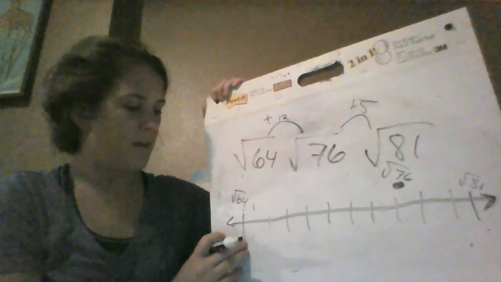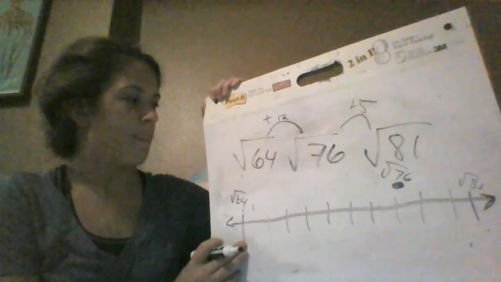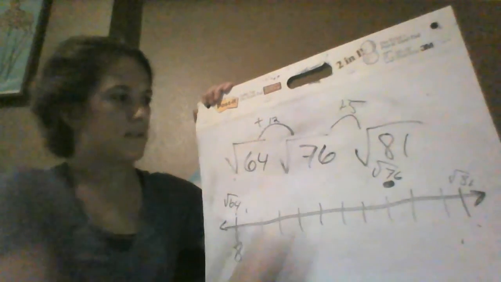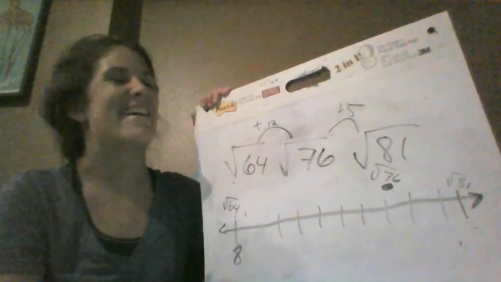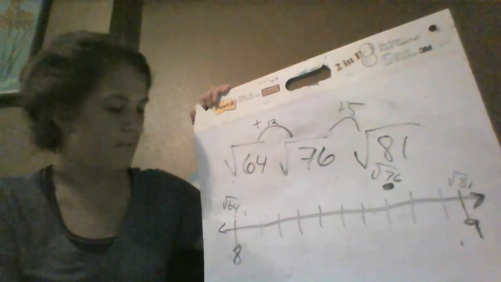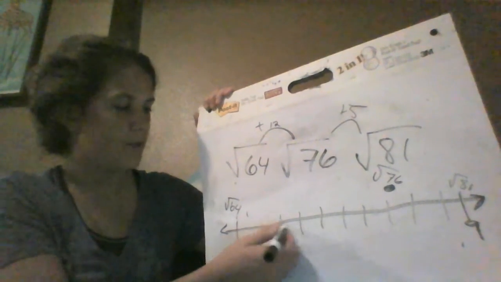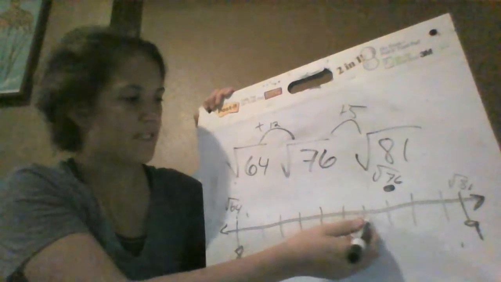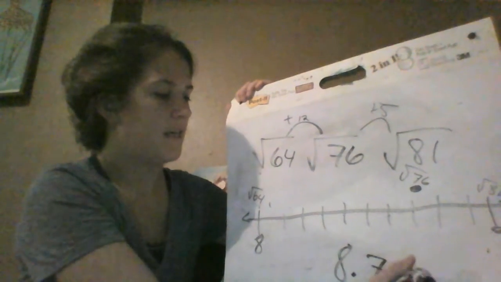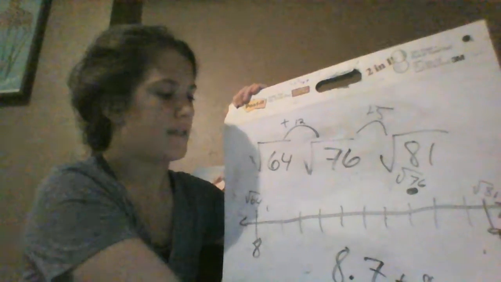Now I want to do the same thing and find the exact tenth. So what's the square root of 64? That is 8. What's the square root of 81? That is 9. And I'll see 8.1, 8.2, 8.3, 8.4, 8.5, 8.6, 8.7, 8.8. It's probably going to be somewhere between 8 and 7 tenths and 8 and 8 tenths.